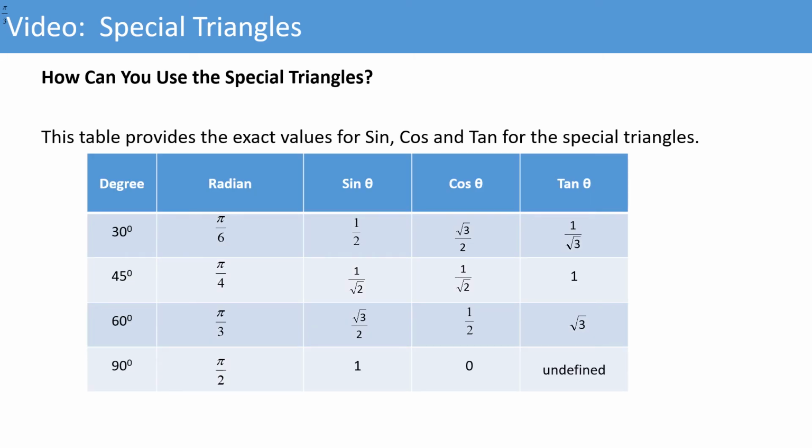And here we have the degree in radians and the sine, cos, and tan. These values have come from the special triangles. I'll give you a moment to just read through and to add them to your quick reference.